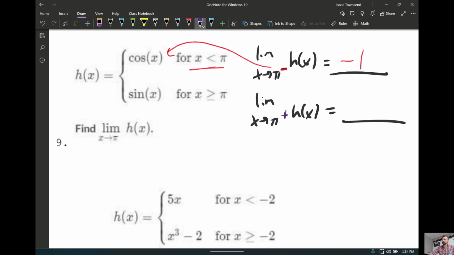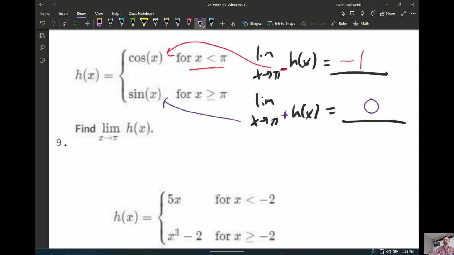From the right, I need a number bigger than pi, which would be the bottom. This is saying when x is greater than pi. So I'm going to plug pi into this. What's the sine at pi radians? 0. Okay. So if the question was left only, this would be your answer.